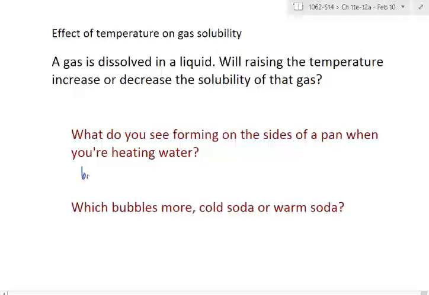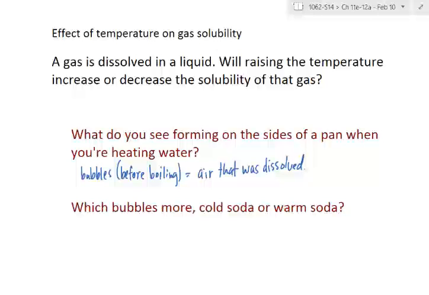The bubbles, well before boiling, that's the air that was dissolved in the water. And heating the water up has caused those bubbles to no longer be dissolved. So, go with that.